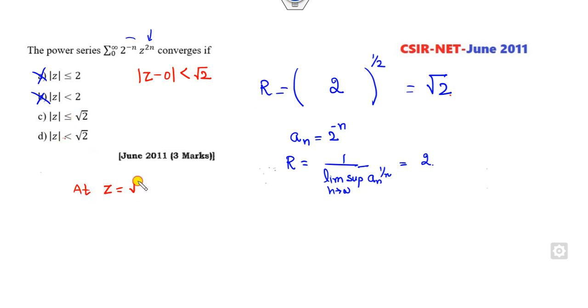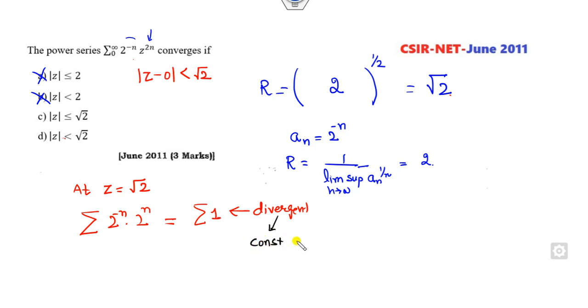Now what will happen at the point z is root 2? If you substitute here, it will be 1 into 2 raised to power n. It is 1, and clearly this series is divergent. Why? Because every constant series is divergent except 0, or I can write this number as n raised to power 0, and it's divergent by using the p-test.